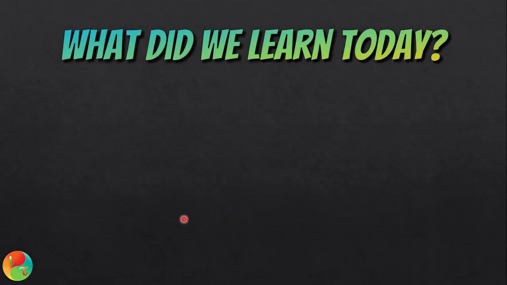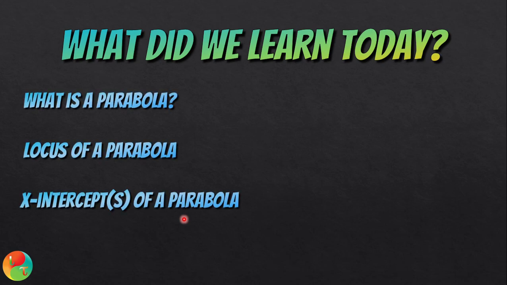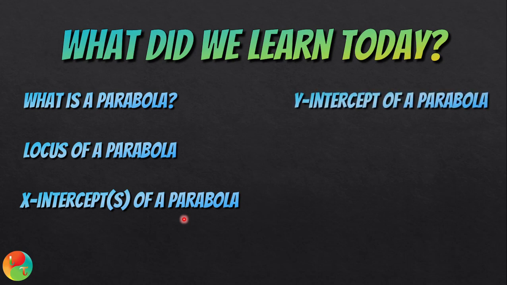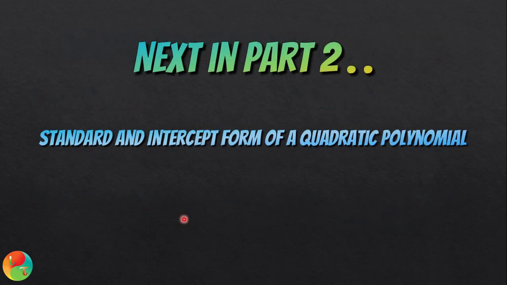So with this we have ended today's video. What did we learn today? What is a parabola? Locus of a parabola, x-intercept or intercepts of a parabola, y-intercept of a parabola, vertex of a parabola, and axis of symmetry of a parabola. In part 2, we'll talk about the standard and intercept form of a quadratic polynomial.